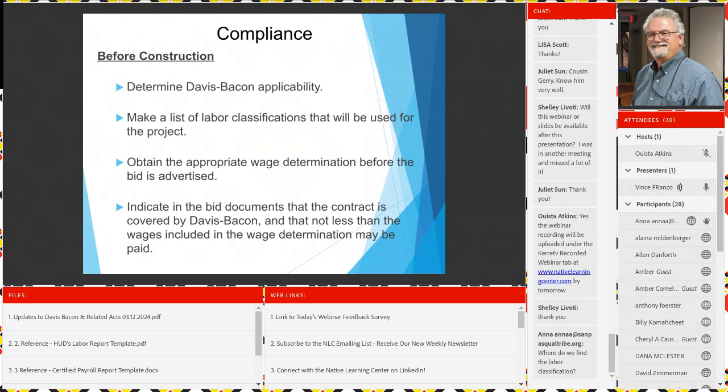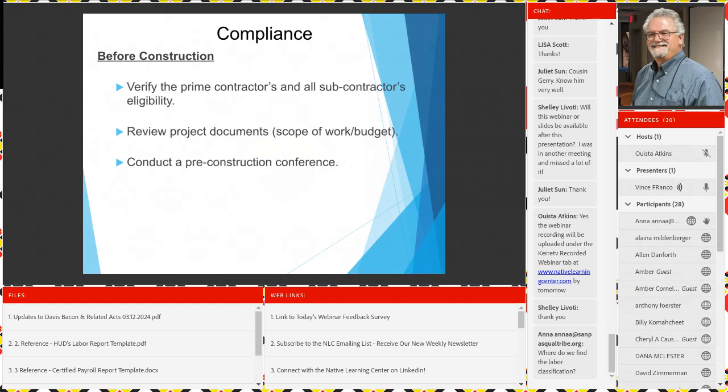Indicate in the bid documents, when you first go out for a general contractor, that the contractor is covered by Davis-Bacon, probably for spending more than $2,000 and not paying less than the wages included. You can tell them in the bid notice that it is Davis-Bacon. You don't have to tell them what the rate is. You can save that for after the fact, after you select. Before construction, verify the contractor and all the subs, review the project documents, conduct pre-construction conferences. These are things you want to do before the shovel hits the ground, so to speak.